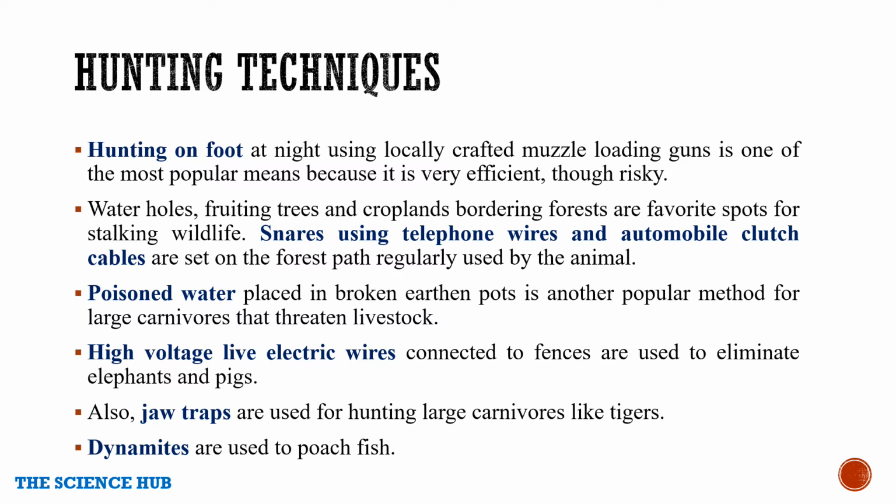Poisoned water is placed in broken earthen pots and is left for the animals to drink. It is another popular method for killing large carnivores that threaten livestock. High voltage electrical wires connected to fences are used to eliminate elephants and pigs. Also, jaw traps are used for hunting large carnivores like tigers. Dynamites are used in ponds and lakes to hunt fish.